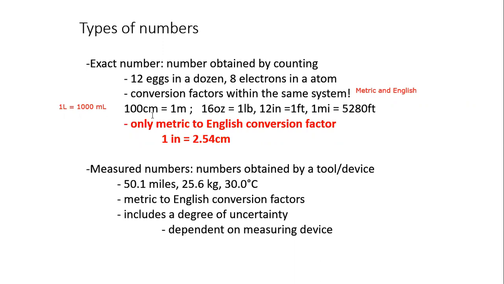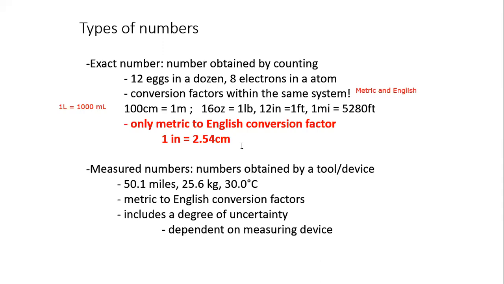Now, the only conversion factor that's a crossover between metric and English that is exact is the inch to centimeter. So this is the only one where you have an English and a metric unit in the conversion factor that is exact. So there's exactly 2.54 centimeters in 1 inch. That's exact. There's no uncertainty with that. And again, conversion factors are used when we're converting from one unit to another, and that's discussed a little bit later on in another lecture. So that's exact numbers.